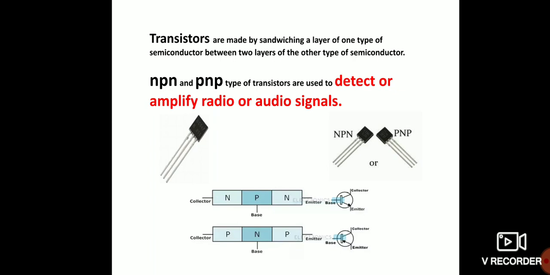Next is the transistor. These are made by sandwiching a layer of one type of semiconductor between two layers of the other type of semiconductor. There are two examples, NPN and PNP type transistors. These are used to amplify or detect radio or audio signals. We have seen these in electronic circuits. These are devices with 3 legs.